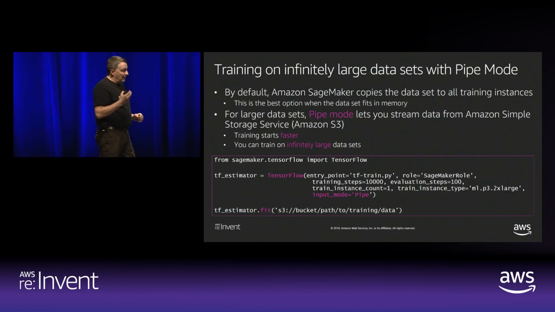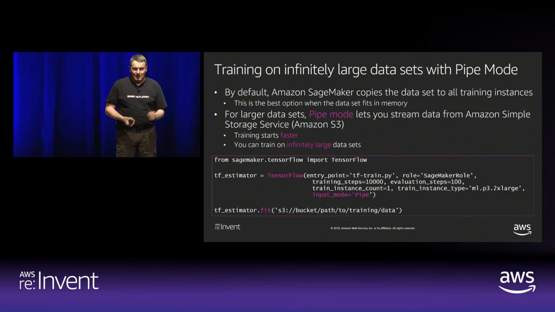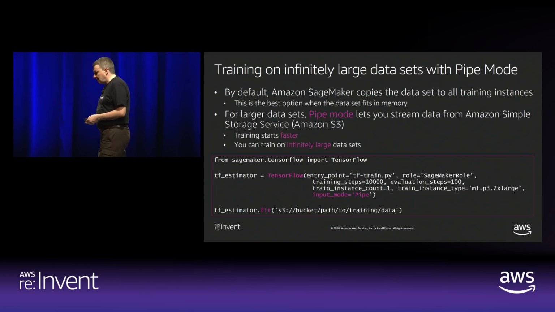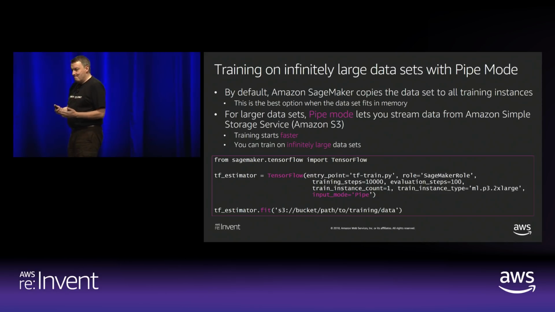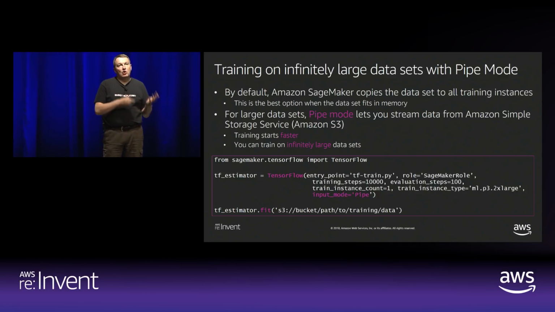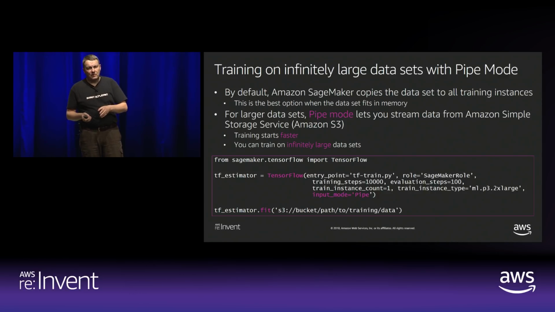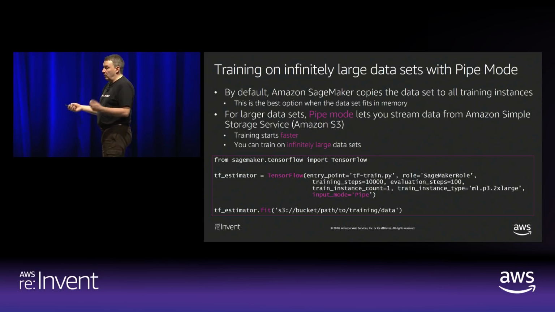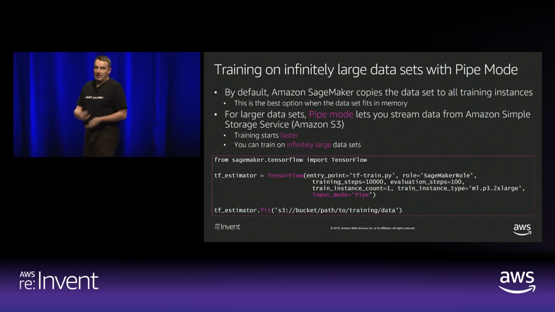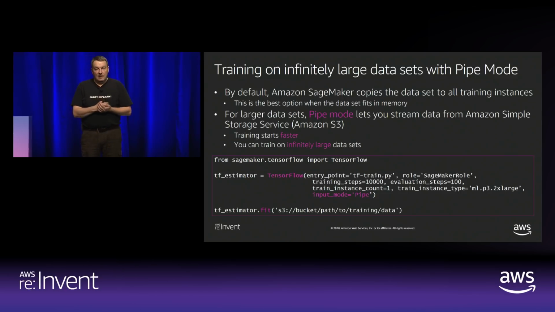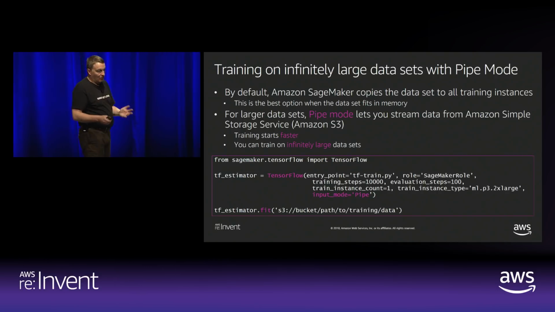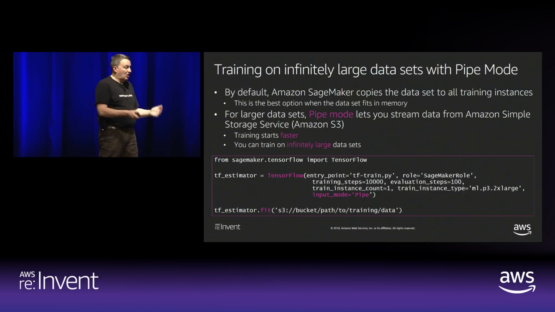Then what if you have infinitely large data sets? Well, that's a weird way to put it, so let me explain. The default way for SageMaker to train on your data is to copy the data to the training instances. If you have small and medium-sized data sets, I guess that's okay. You have enough storage on the training instances. It doesn't take much time to copy that from S3 to the instances, so why not? It could be fully replicated, it could be sharded, but there is a copy involved.